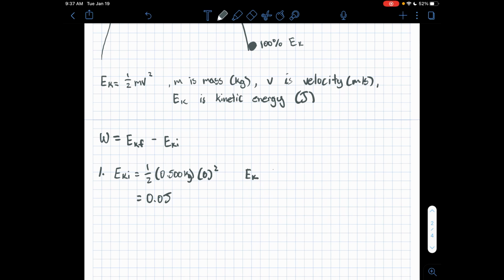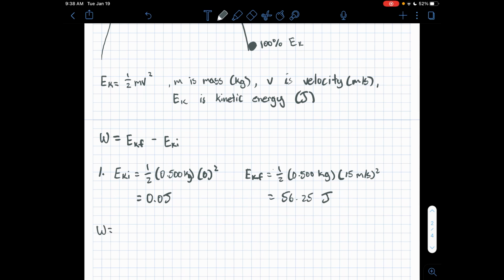Now moving on to the final kinetic energy. In the question it states that the final velocity is 15 meters per second. So we have the mass and we have the velocity, then we can calculate the final kinetic energy. Mass stays the same throughout because it's the same object, so we just use 0.500 kilograms, multiplied by 15 meters per second squared, which is equal to 1/2 times 0.5 times 15 squared, that is equal to 56.25 joules.